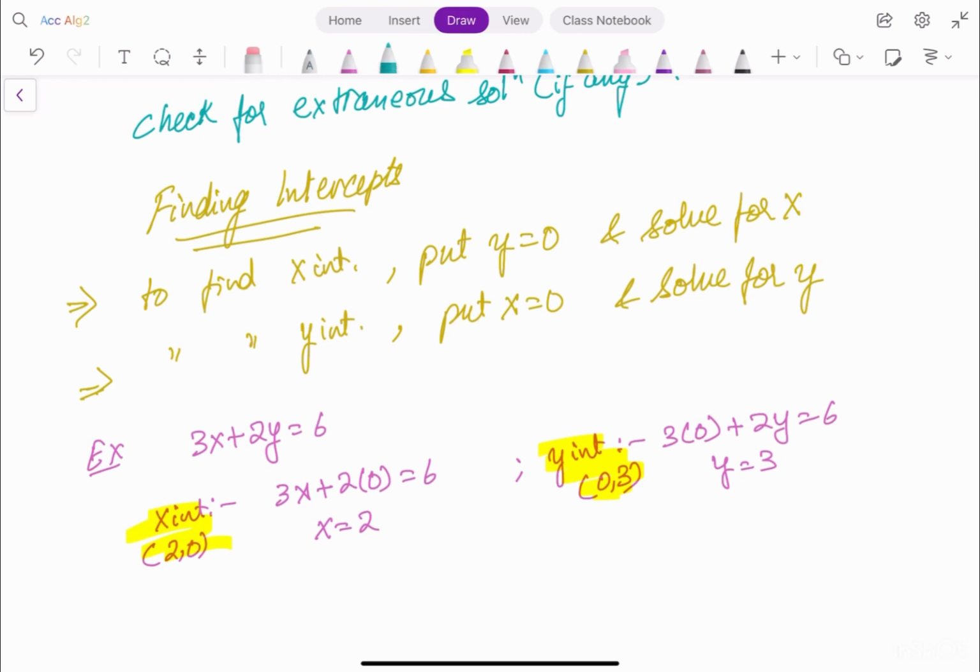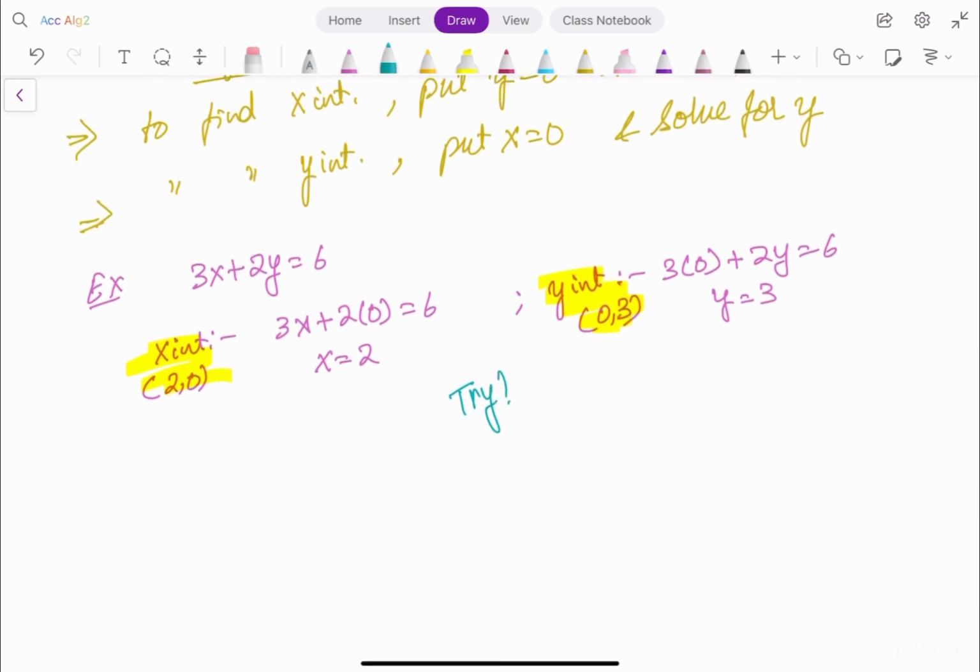Right? Okay, now I want you to try one question on your own and find the x-intercept and the y-intercept. So the question is 5x plus 3y is equal to 15.